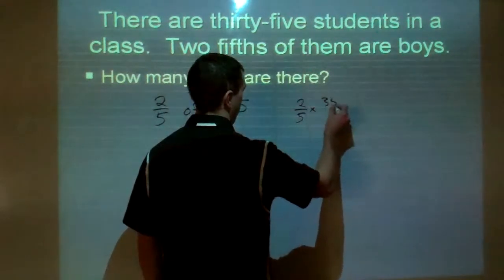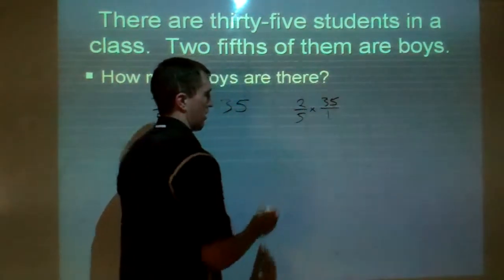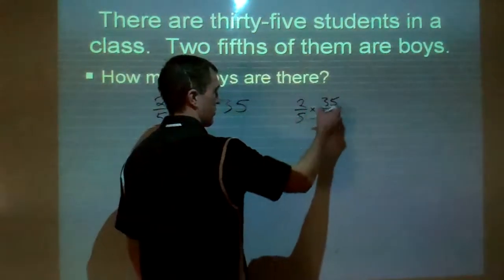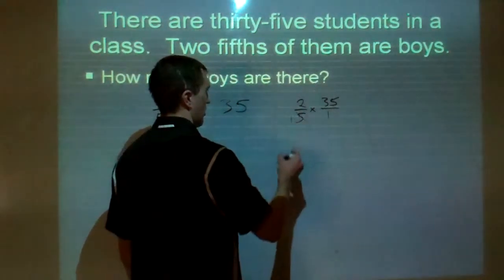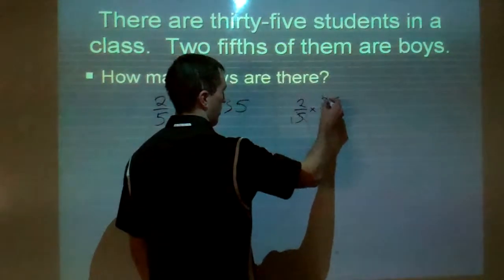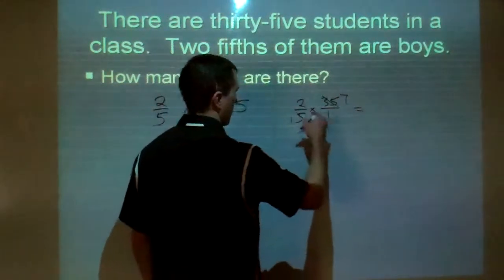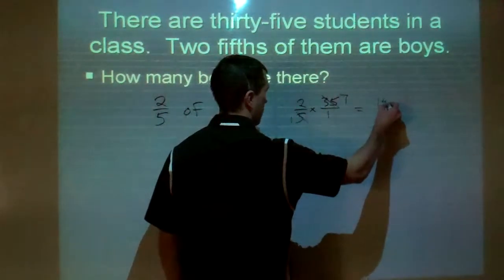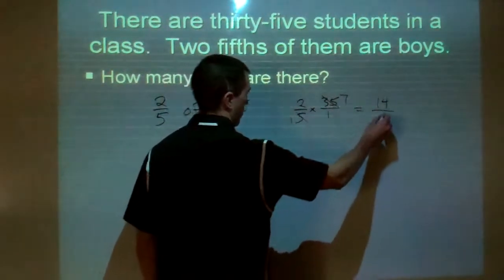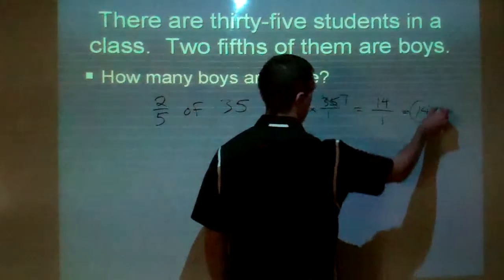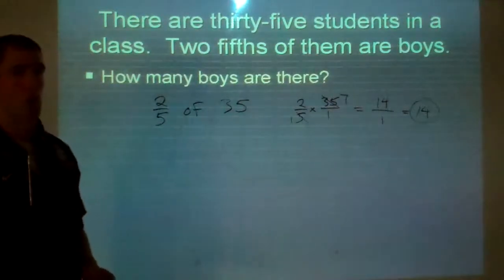times 35 over 1. And we get, if I use my shortcut here, 5 goes into 35 7 times. 5 divided by 5 is 1. 35 divided by 5 is 7. Now we have 2 times 7, which is 14. And 1 times 1, which is 1. 14 over 1, 14. We should get 14 boys in the class.